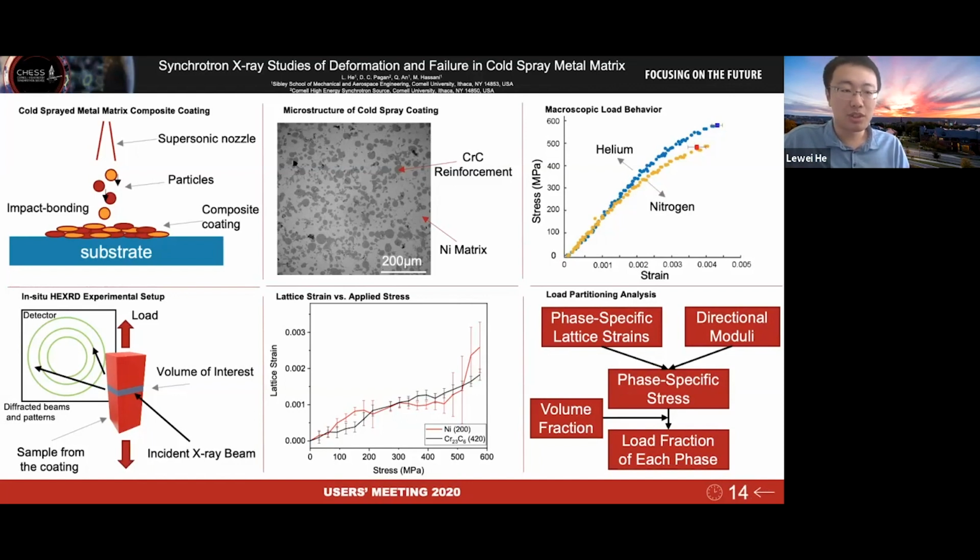And we hope to use these parameters to help us understand the load distribution, load transfer, as well as failure model in additive manufactured composites. You can discuss with me if you're interested in the data section.